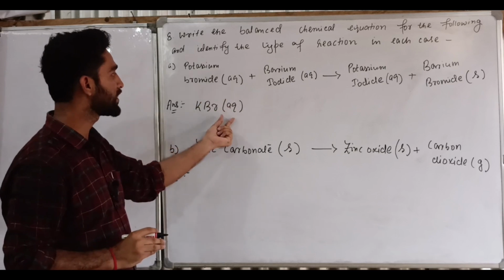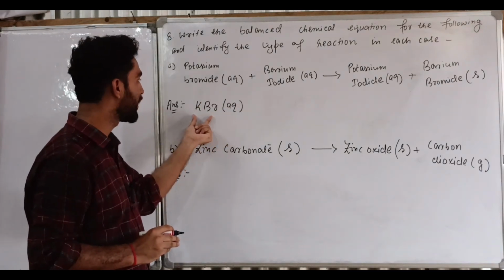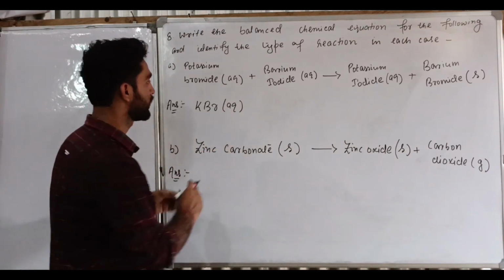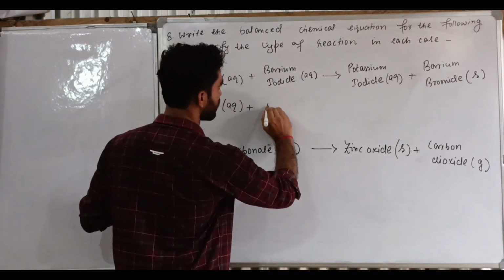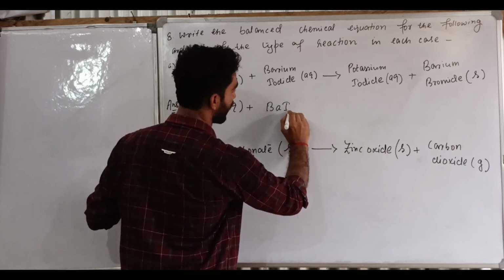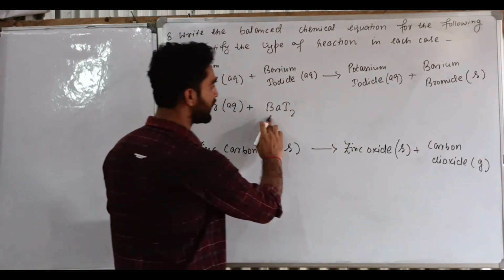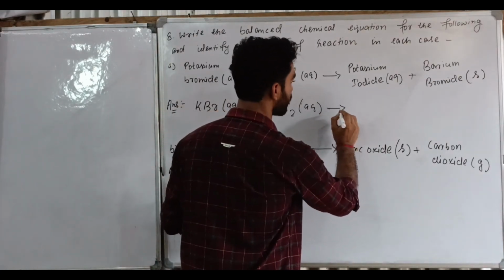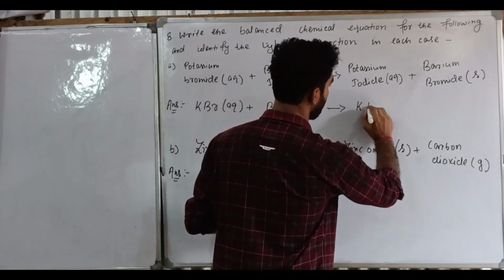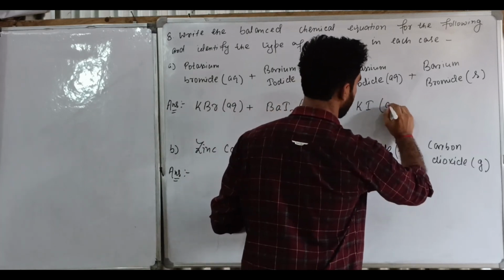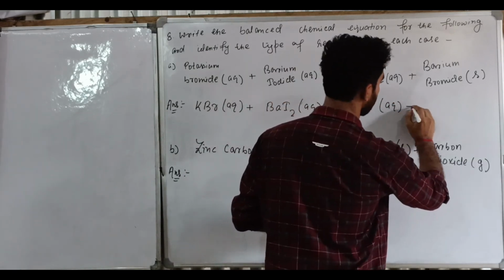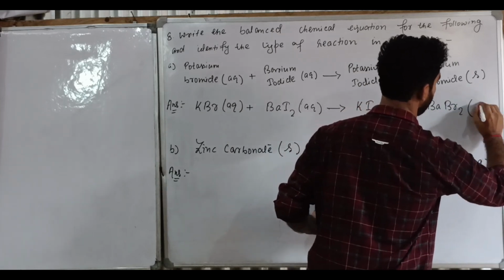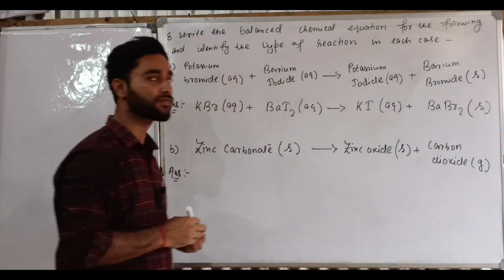So in this equation that state is also given. That means this potassium bromide is the solution of potassium bromide in water. AQ means aqueous solution. Plus barium iodide. Barium iodide formula is BaI2. It is also aqueous solution. They formed potassium iodide, KI. It is also aqueous solution. Plus barium bromide. It is in solid form.